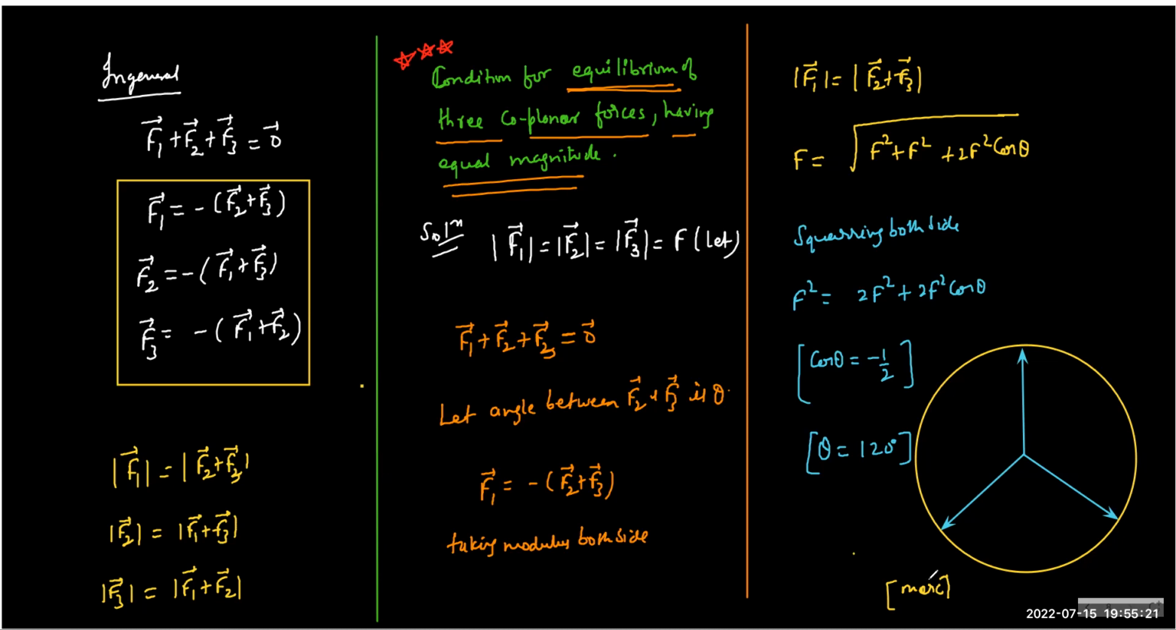You can see it everywhere. So if we have vectors which are equal in magnitude, and if we have 3 vectors particularly in equilibrium, always remember that each angle will be 120 degrees. I hope you will remember this answer.